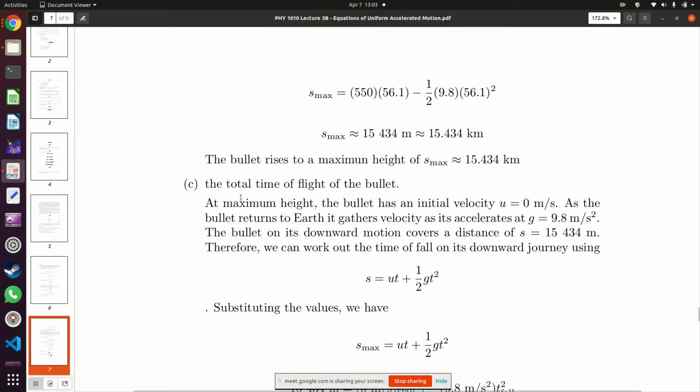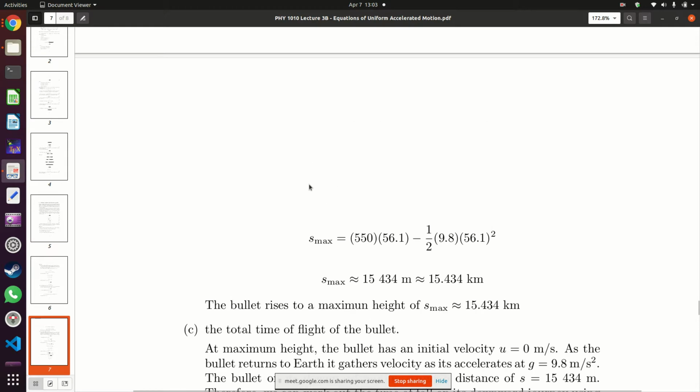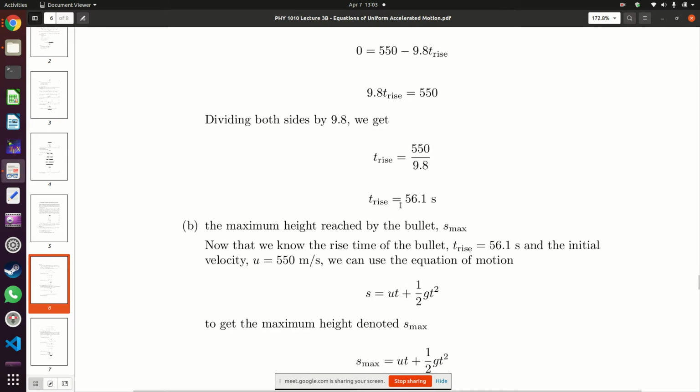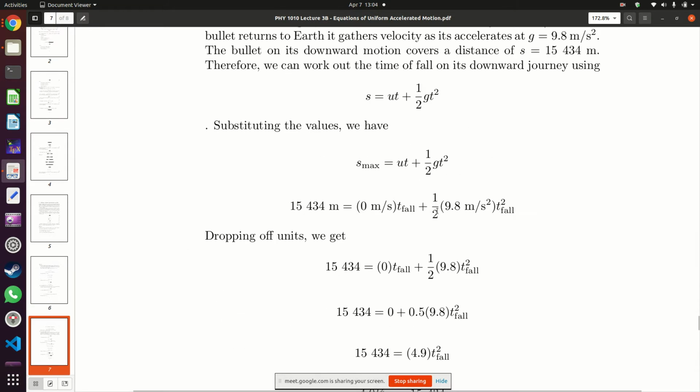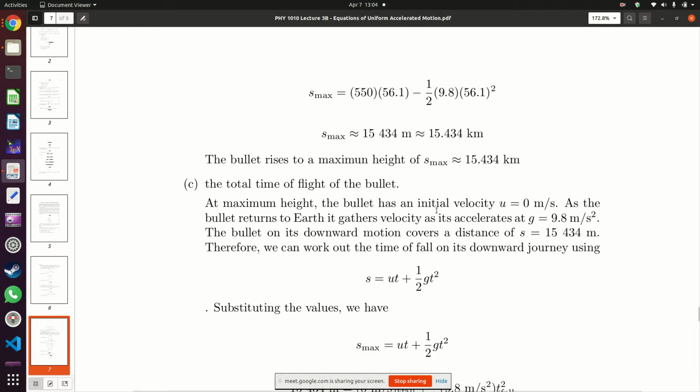Next, the total time of flight of the bullet. From what you have found for the rise time, the bullet takes 56.1 seconds to go up. It also takes the same amount of time to come down, as we are going to show. For the bullet to fall from maximum height, it takes the same amount of time. So at maximum height, the initial velocity is 0 meters per second. That's the initial velocity at maximum height, 0 meters per second.